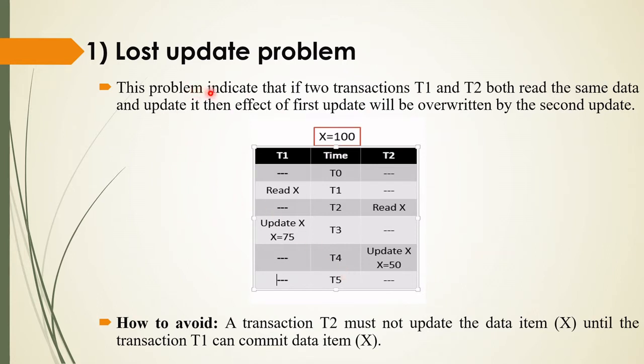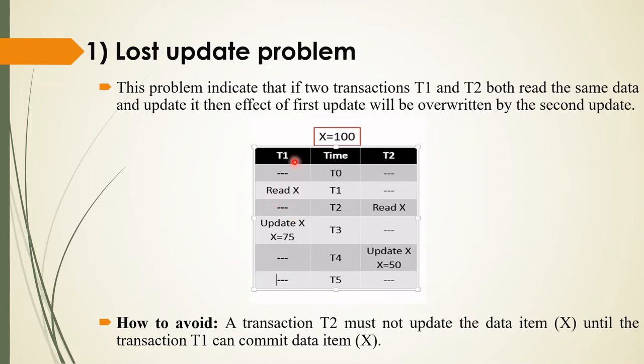This problem indicates that if two transactions T1 and T2 both read the same data and update it, then the effect of the first update will be overwritten by the second update, because T1 and T2 both read the same data and both update the same data. So our first updated data will be overwritten by the second update. See here, we have times T0, T1, T2, T3 up to T5, and two transactions, T1 and T2.